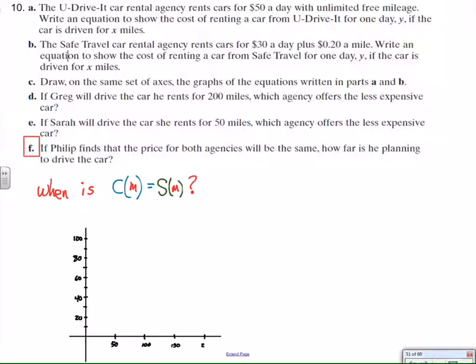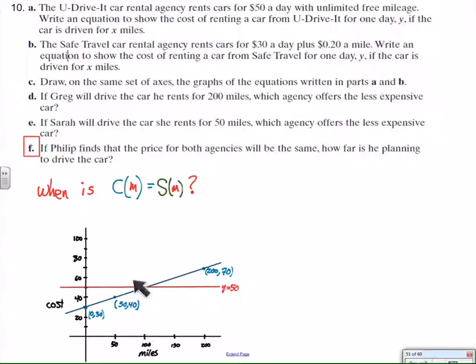Now we've got Philip. Philip actually finds that the price for both agencies would be the same. He's planning on driving how far? So in other words, what they're asking is, when will the cost for one company be the same as the cost for the other company? That is to say, how many miles would you have to drive in order to make their costs equal?